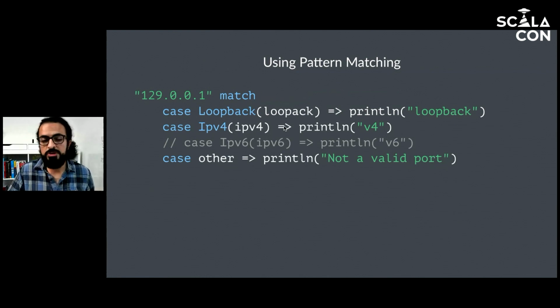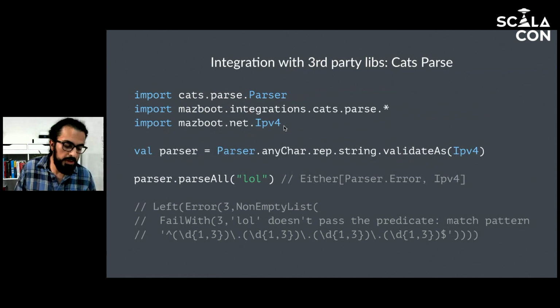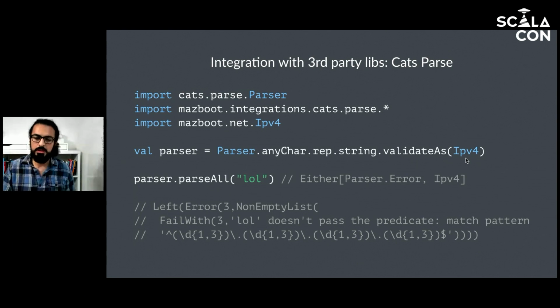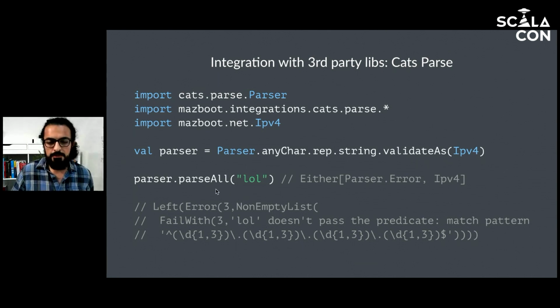The library also integrates with a couple of other libraries in the Scala ecosystem. Here's an example with cats-parse. If you have a parser of a string, you can convert it to a parser of IPv4, and you get your validation step on top of that parser. In this example, we parsed something that's not an IP, then we got a cats-parse error, fail with, and the error message comes from the library Mazboot with the exact cause of the error.